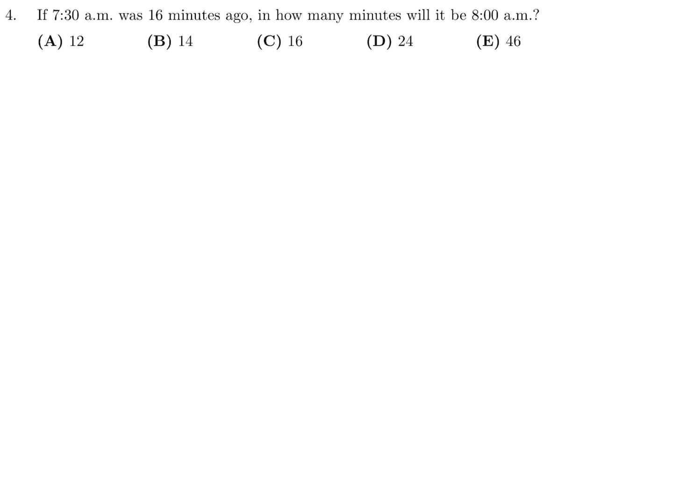If 7:30 a.m. was 16 minutes ago, in how many minutes will it be 8 a.m.? So 7:30 a.m. is the time 16 minutes ago. That means right now the time is 7:46, right? So they're asking, in how many minutes will we need to wait to get to 8 a.m.? Well, to go from 7:46 to 8 a.m., that's a span of 14 minutes. So number 4, the answer is B.